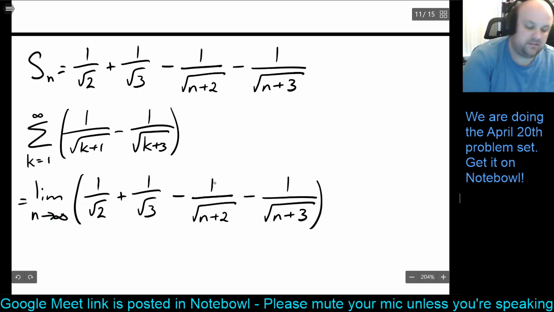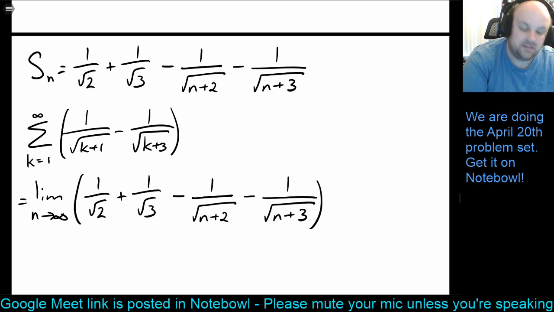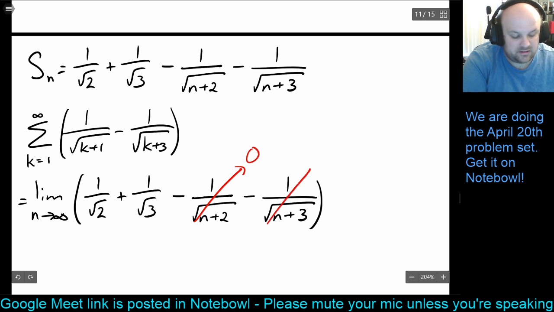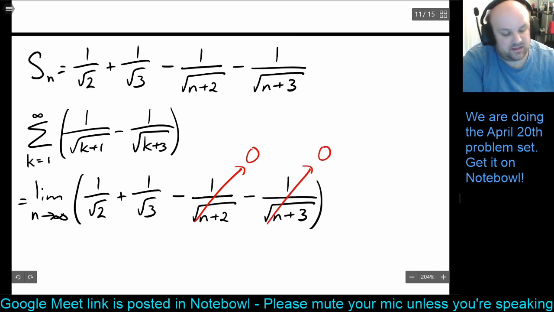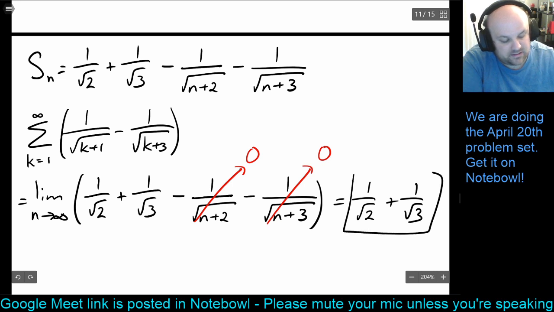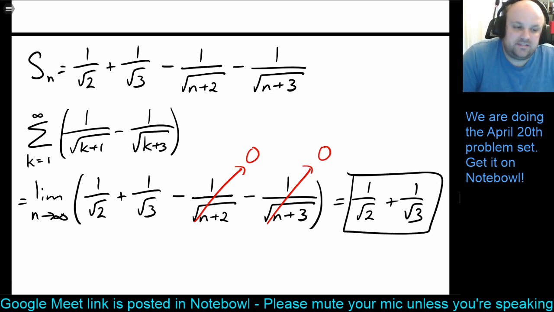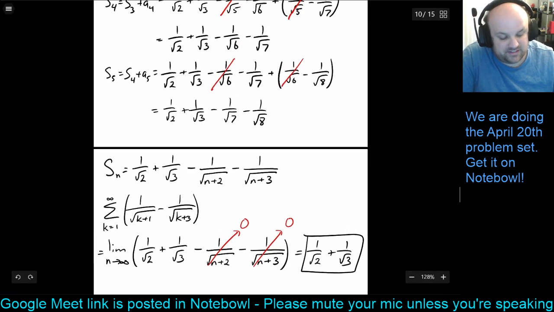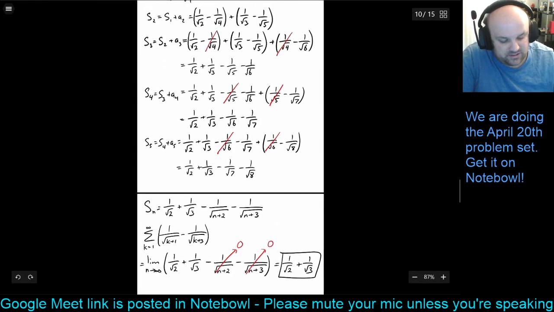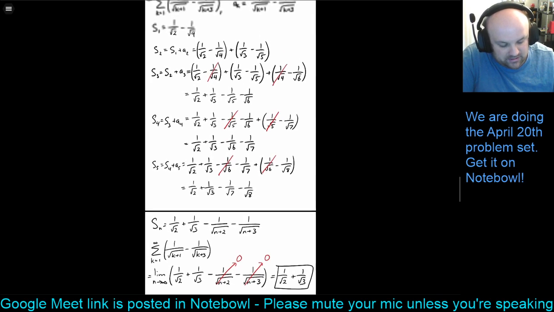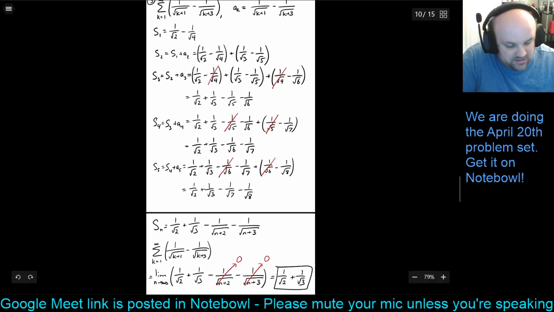If we look at it here, these two terms have a constant on top and something that's growing on the bottom. So this limit goes to 0, the limit there goes to 0. And so at the end of the day, this is 1 over root 2 plus 1 over root 3. That is our limit of this function, or sorry, our sum of this series. So it converges down to this.